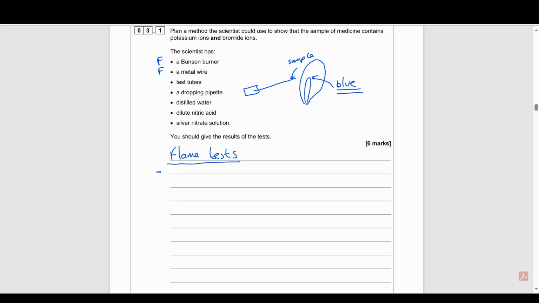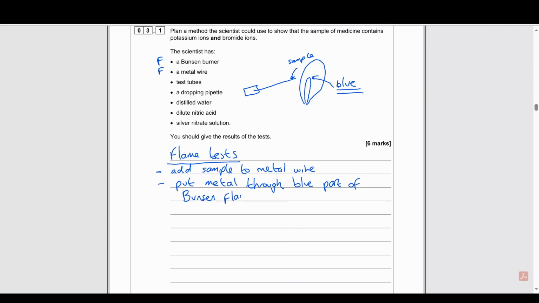Now what we want to make sure, so we know that the result is for potassium ions and nothing else, we want to make sure that this sample is not contaminated with anything else. So to make sure of that, we want to make the metal wire as clean as possible. Now usually what we use for that is hydrochloric acid or some strong acid to ensure that the sample is not contaminated. But it's not given in our list, so we don't need to include it. The first thing we want to say then is add sample to metal wire. Once we do that, we put metal wire through blue part of Bunsen flame.